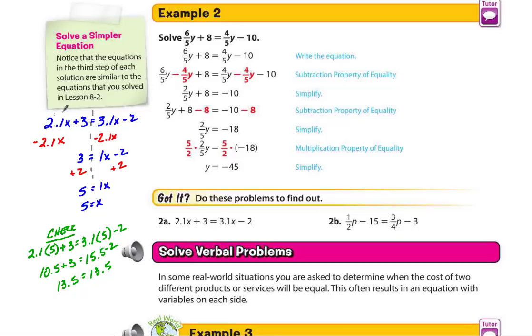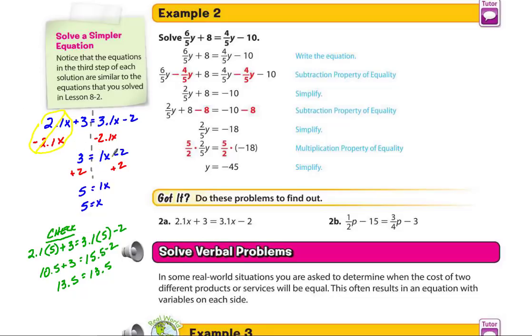So, same idea. I had the 2.1x plus 3 equals 3.1x minus 2. Went ahead and drew my reflection line. My first step was right here. I decided I'm going to remove the x's from the left side. So I subtracted 2.1x's. That canceled out. I had to subtract 2.1x over here. So 3.1x minus 2.1x is 1x. Yes, I put the coefficient. I didn't need it, but I want to just keep track of the fact that it was 1x.